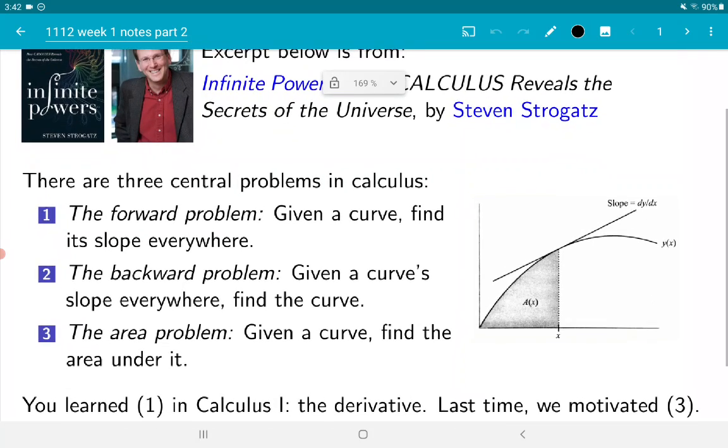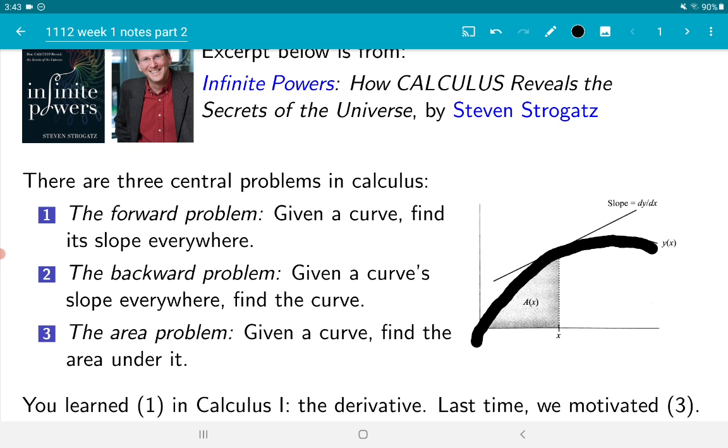There are three central problems in calculus. The forward problem, number one, is the one that you really learn about in Calculus 1 when you learn about derivatives and slopes of tangent lines and things like that. Given a curve, like this graph of a function you see right there, find its slope everywhere.